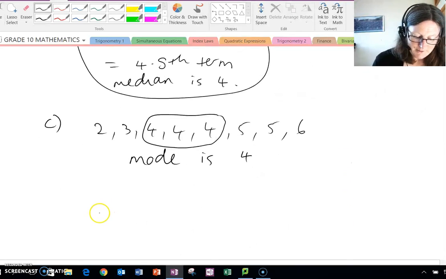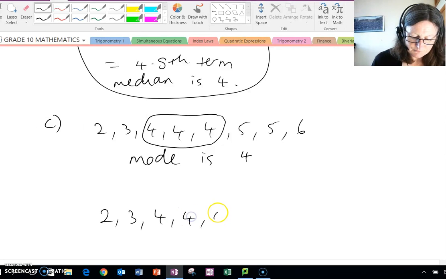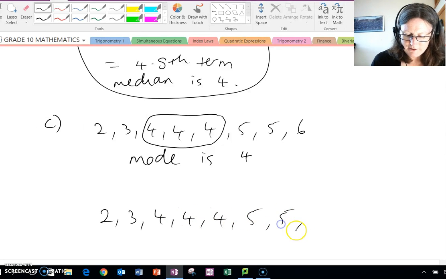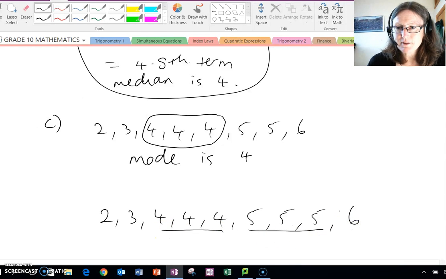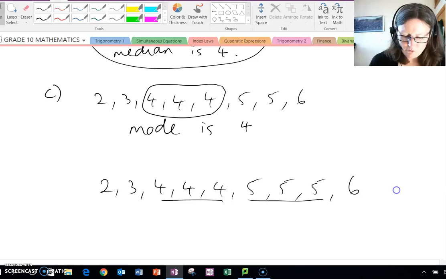Let's say, though, we had an extra score added. So let's say that this is what our list looks like. There is 3 4s and 3 5s. That's okay, you can have 2 modes. So the mode is 4 and 5.